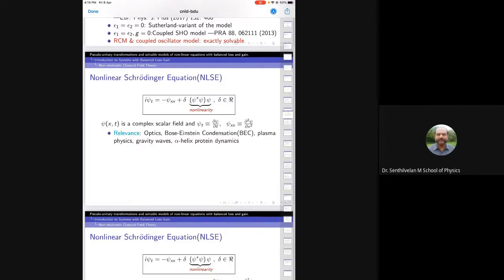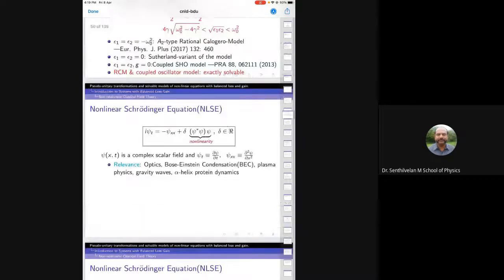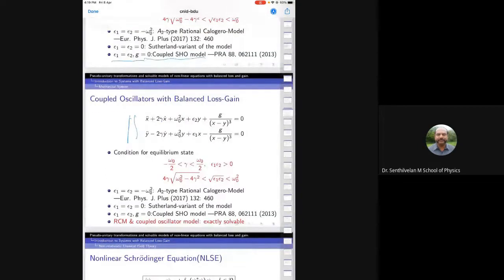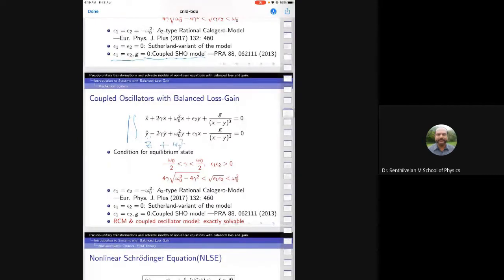Hello. Yes, sir. Can you go to the previous slide, sir? The equations. Yeah. My precise question is, is it possible to have 3 equations with balanced loss and gain? Yeah, a 3 particle system. Suppose I introduce here z double dot plus omega naught square z. Say I give some coupling here, either x.